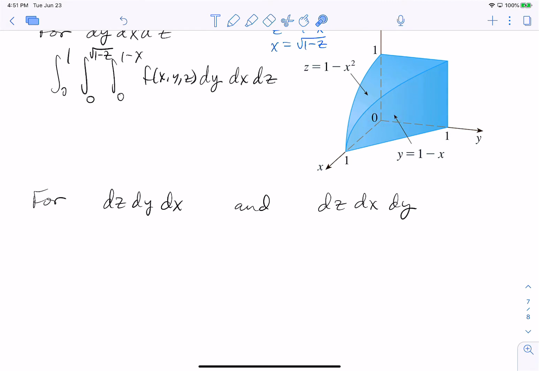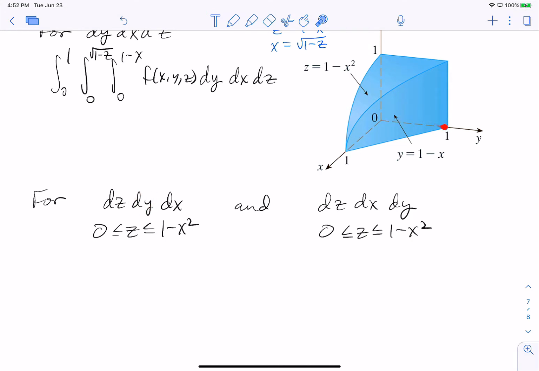Based on our diagram, we can see that z has a lower limit of 0 and an upper limit of the parabolic cylinder. So we can say with confidence that z will go between 0 and 1 minus x squared, and that'll be true for both of these orders that we just wrote down. Now that we've dealt with z for dz, dy, dx, let's look at the y portion.